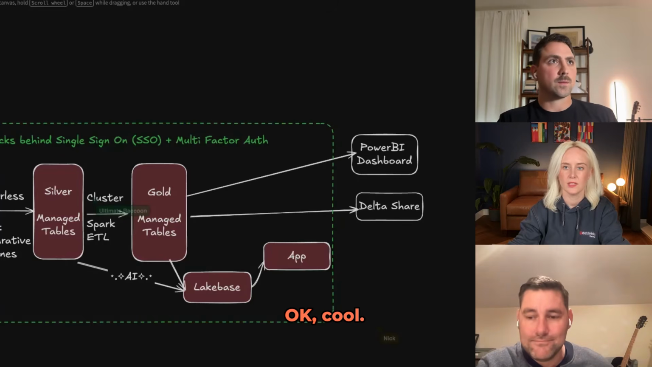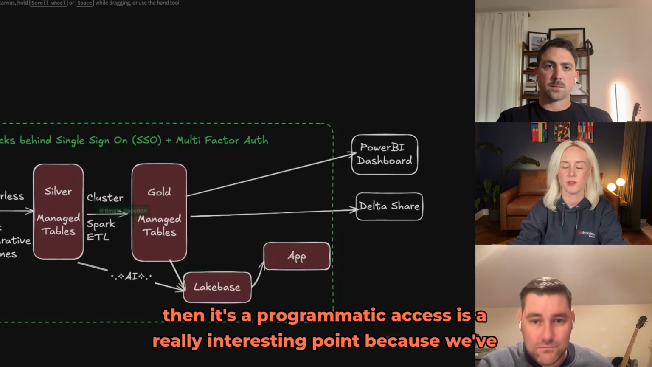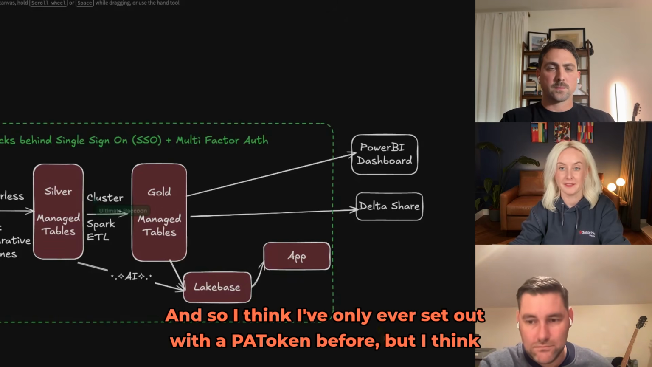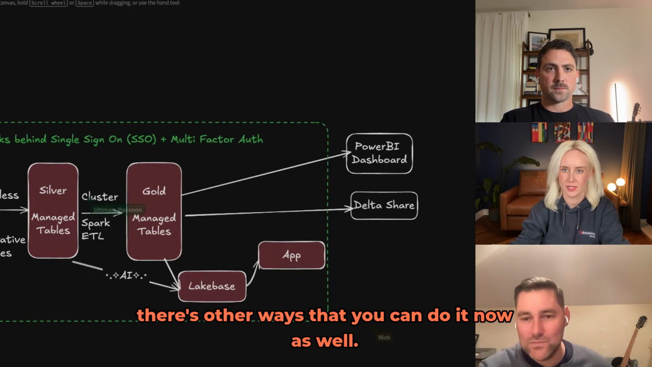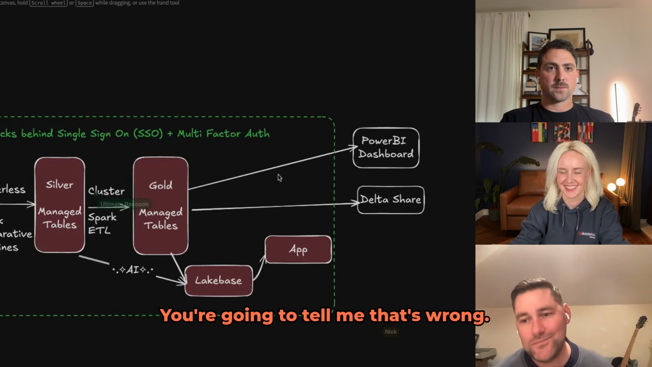Okay, all right, cool. Programmatic access is a really interesting point because we've got Power BI here as well. I think I've only ever set it up with a PAT token before, but I think there are other ways you can do it now as well.